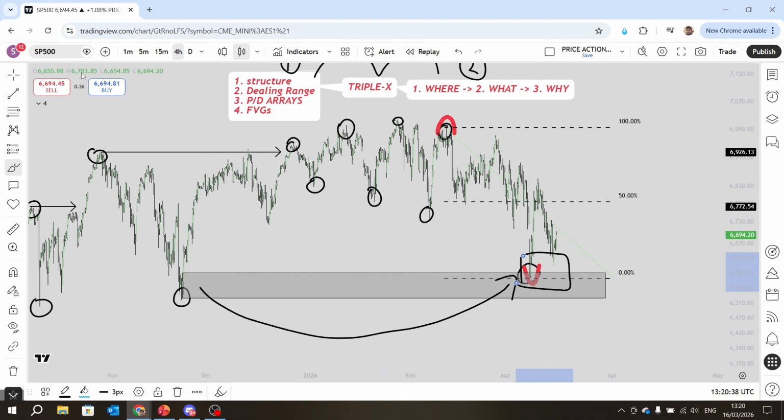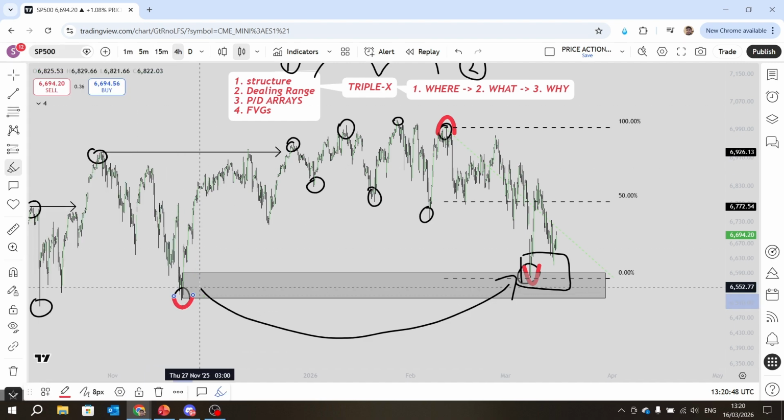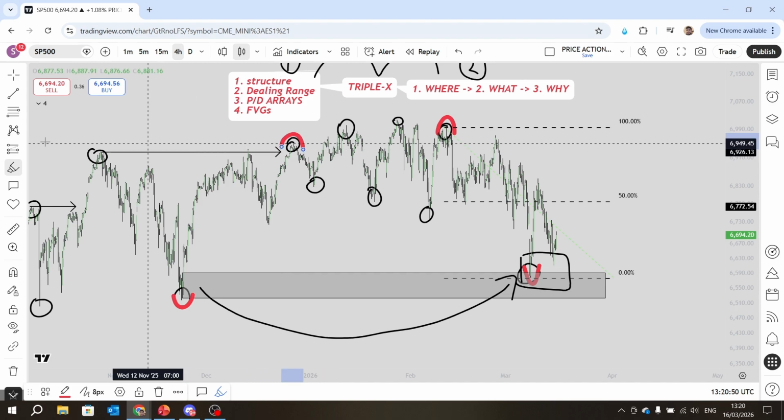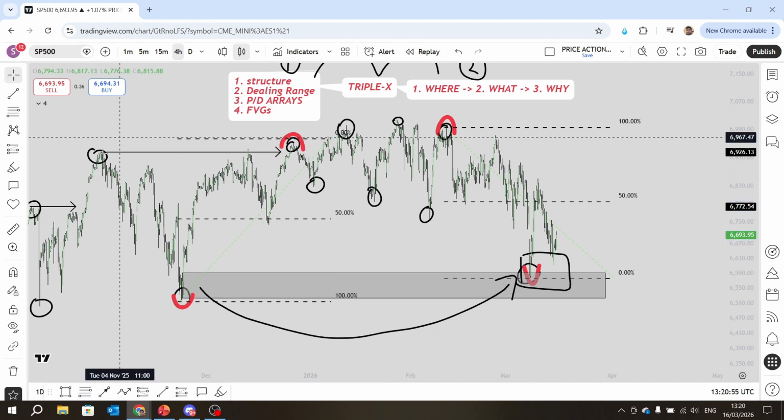Yes. This is actually what we call double dealing range theory. Can you see that? I'm just going to break it down. Can you see this dealing range here, one of the previous ones? So this low and this high. Can you see that? Yes. All right. So here to here. Can you see here? Yes.